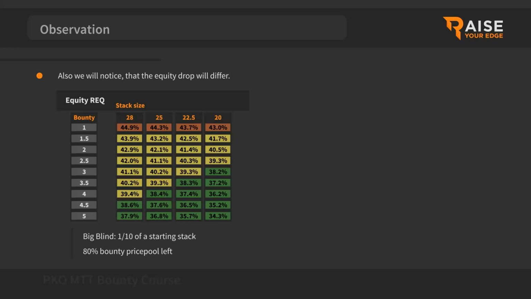And again, I give you the example where the big blind is 1/10 of a starting stack. So for example, for 5,000 starting stack, 500, 250, and 50. And again, 80% of the bounty prize pool is left. And now we just calculate the equity drop. And the color coding gives you the equity drop. So for the red coding, the equity drop is lower than 3% compared to the equity which we are getting out of the pot odds. The yellow coding is in between 3 and 8%, and the green coding is in between 8 and 50%.